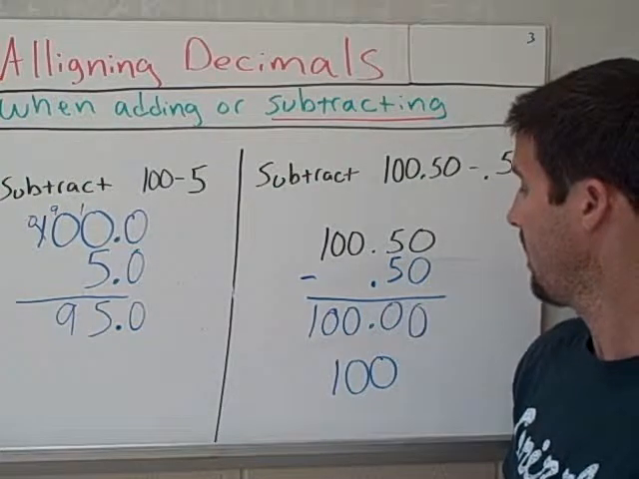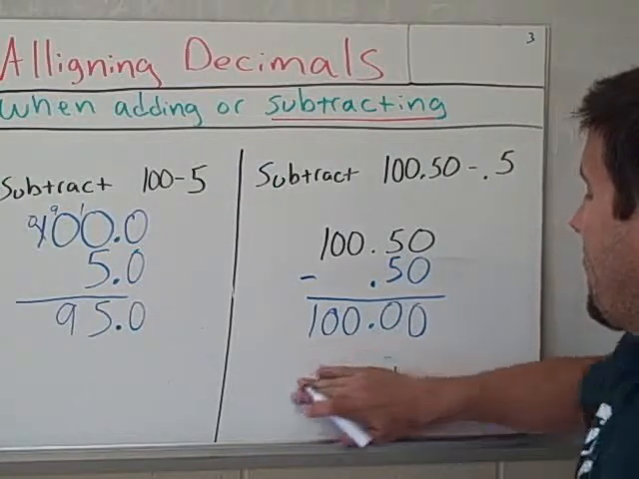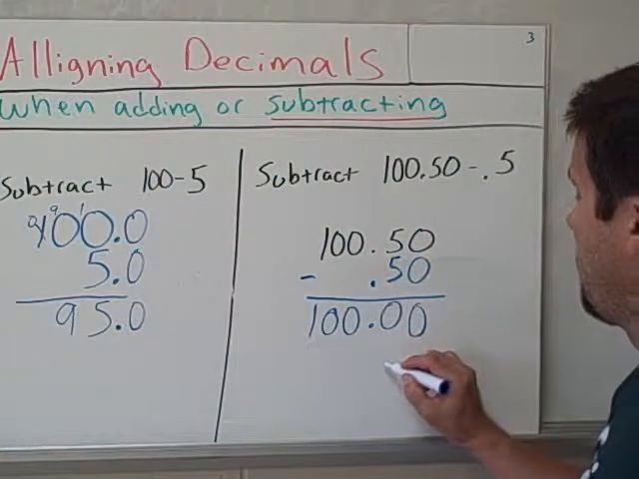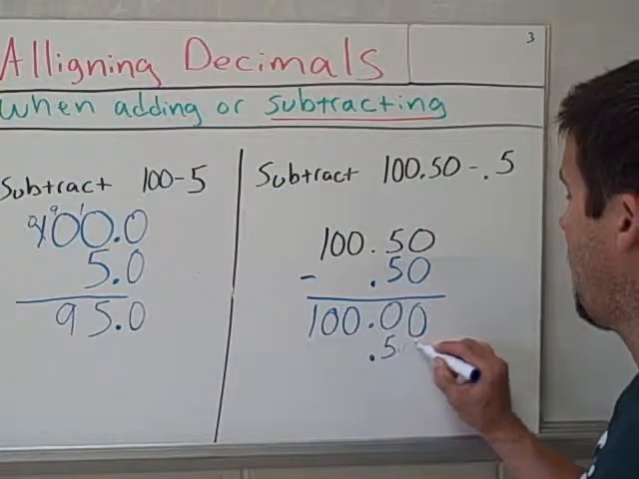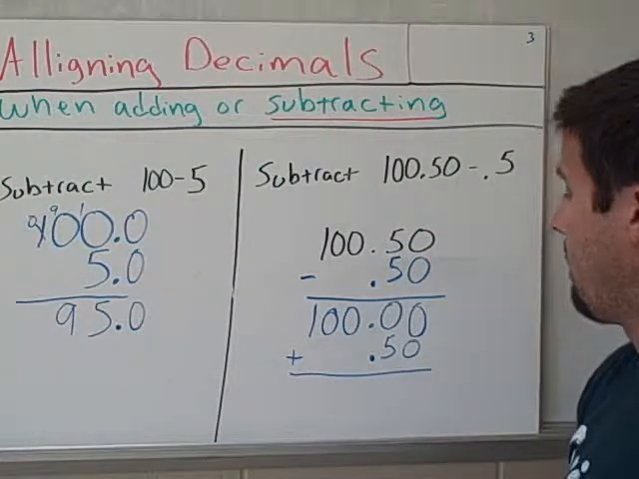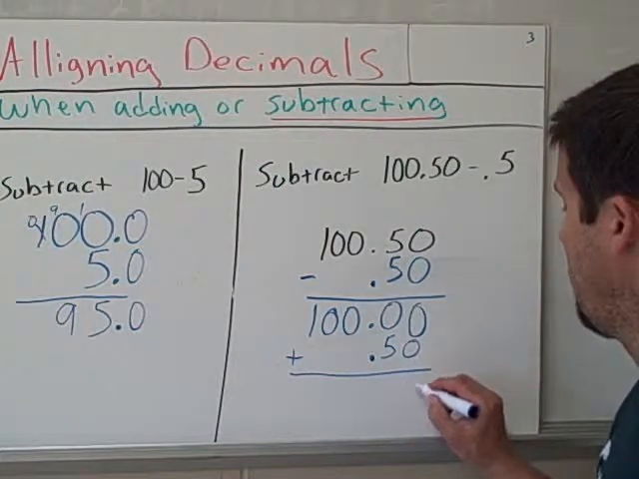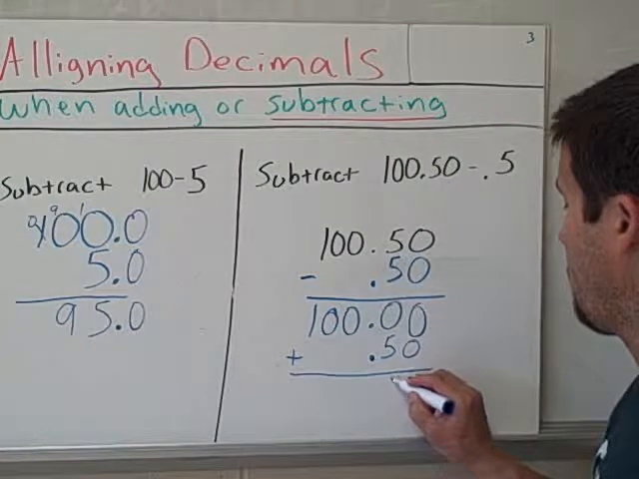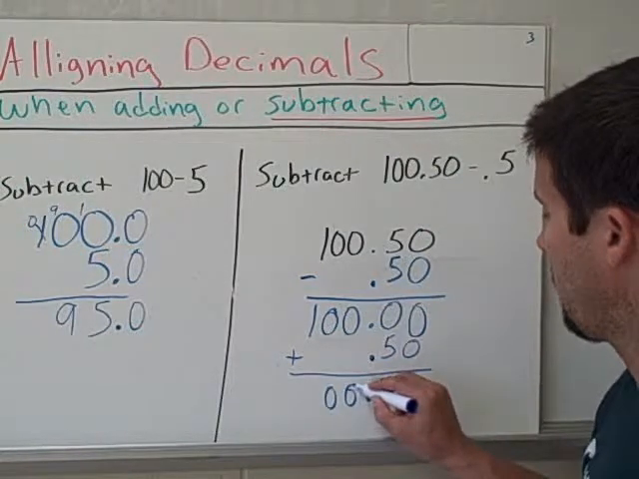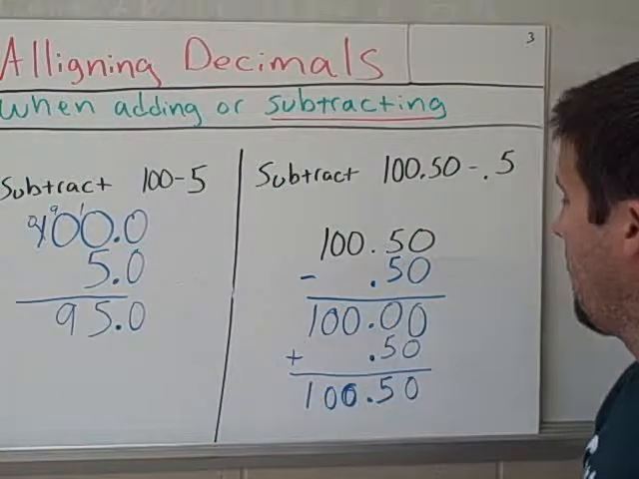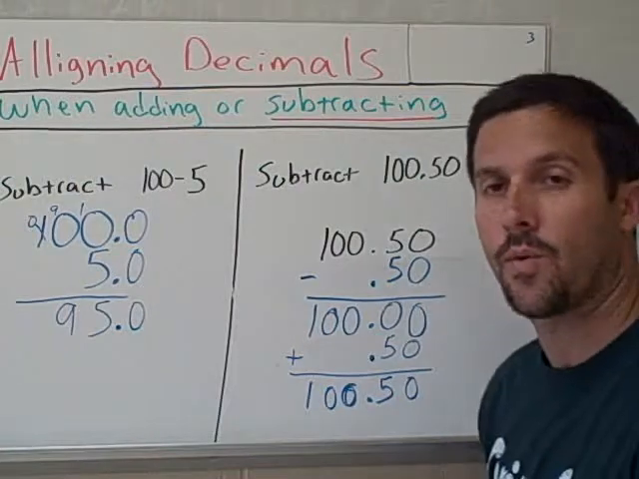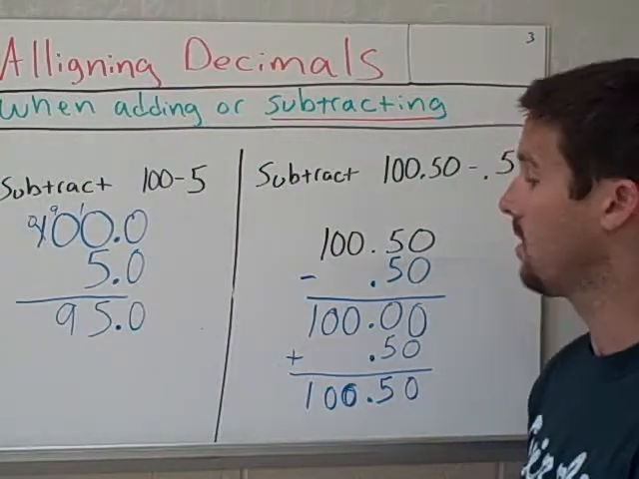Okay? And if I wanted to check it, I would take this 0.5, put it down here below the answer, and then I would add it. And if I do that, I'll see 0 plus 0, 5 plus 0 is 5. Put the decimal. Everything's a 0 here, and then the 1. I'll see that when I check it, it's the same as what I started with. And that's how I check after subtracting.